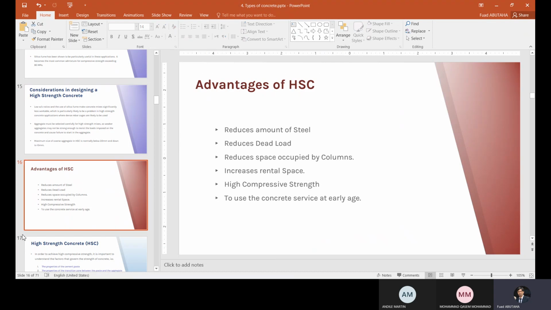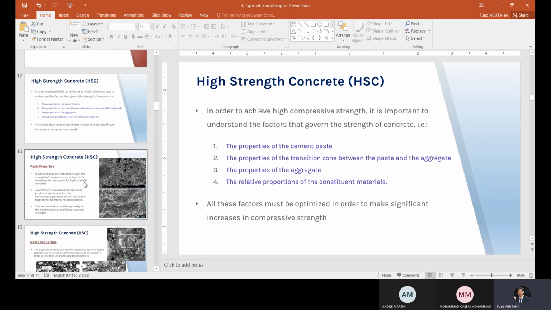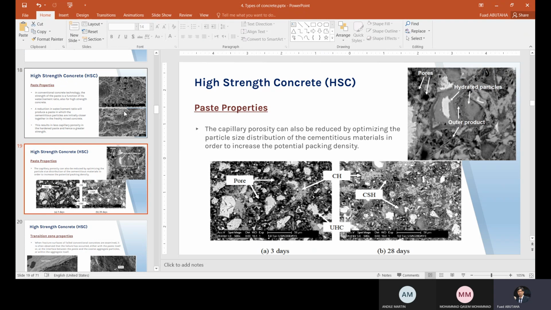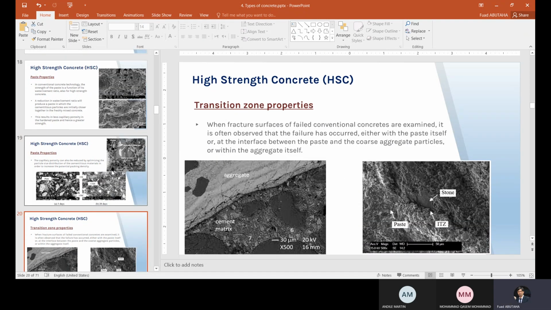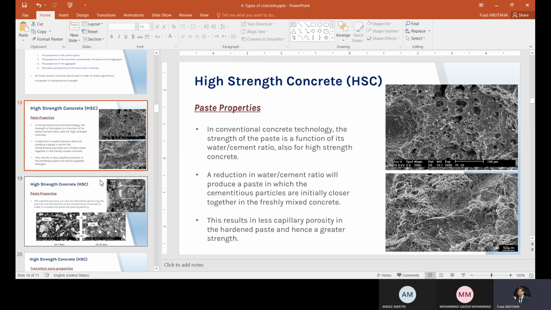We already have seen the advantages of using high strength concrete and the parameters inside the concrete that reflect the strength. We have three main things that affect the strength of the concrete itself that we need to consider when we design for high strength concrete.